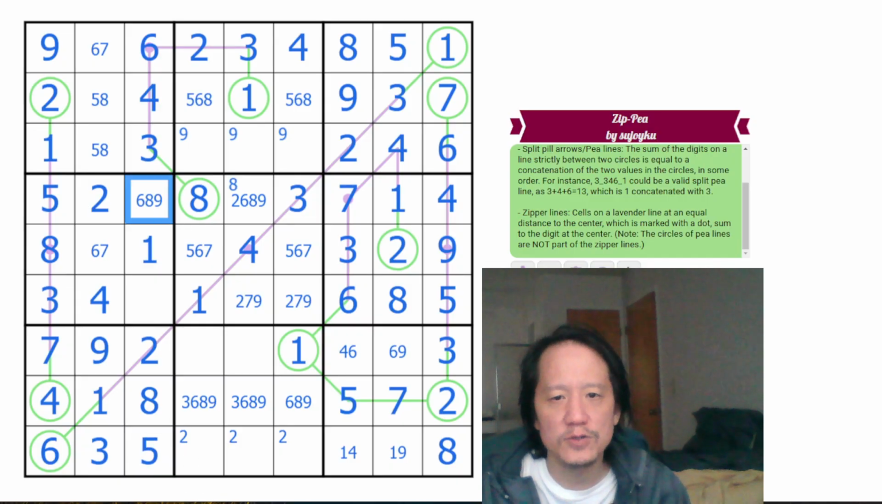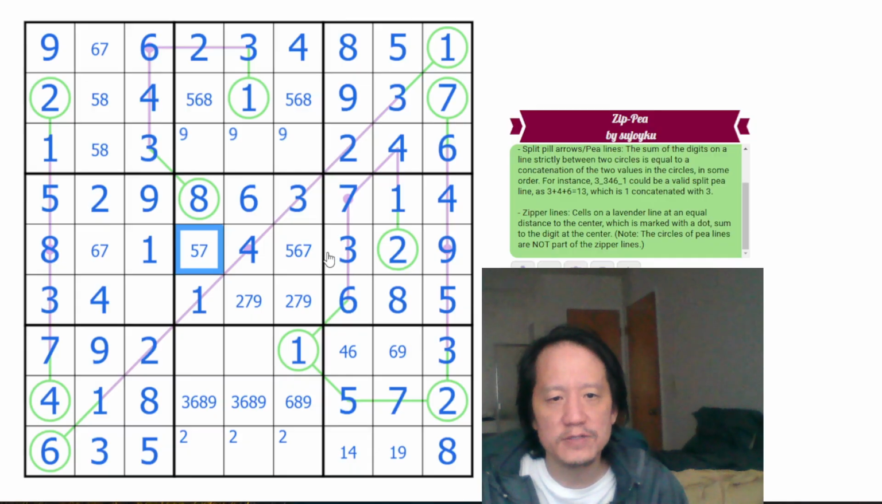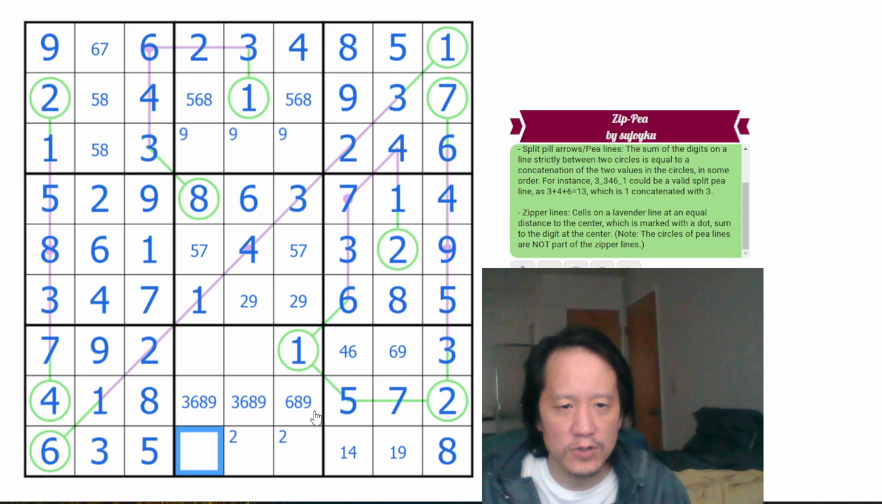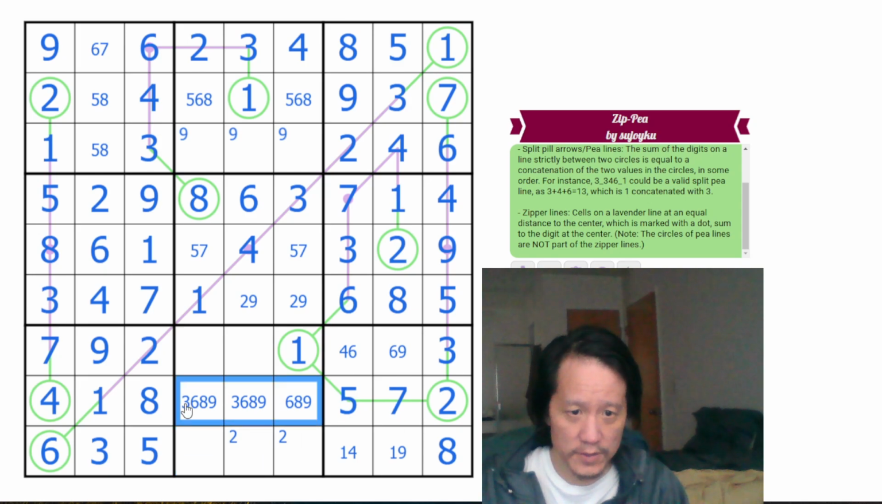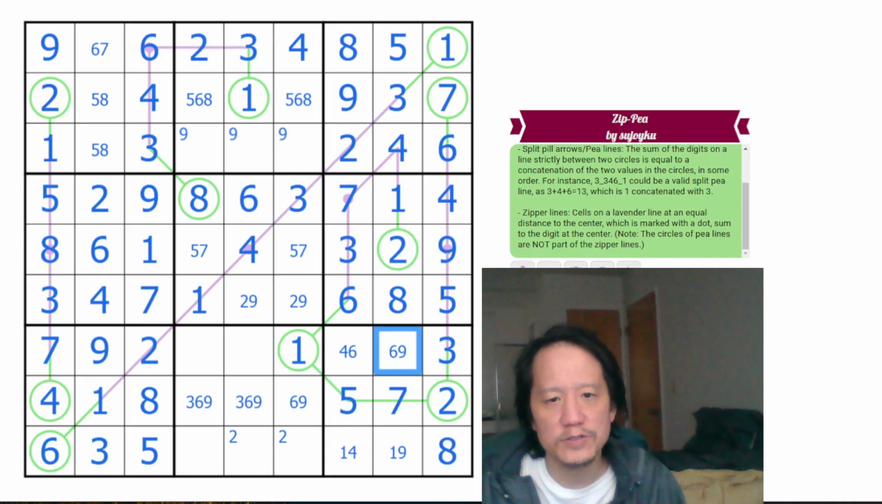This can't be 6 or 8 anymore, so this is 9. This can't be 2, 8, or 9, so this is 6. Therefore, this can't be 6 here, so this must be a 6 here, which makes this 7. These can't be 7. This can't be a 2 anymore. This can't be 8, so it's a 3, 6, 9 triplet. This can't be 9, so this is 6. This can't be 1, so this is 9. This can't be 6, so this is 4.